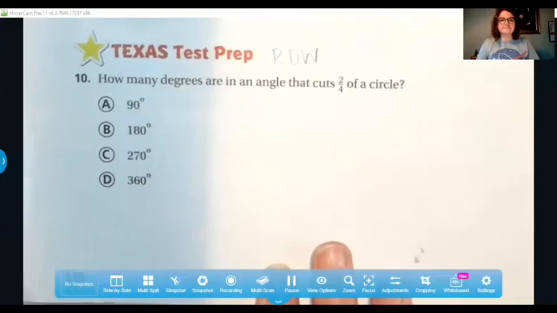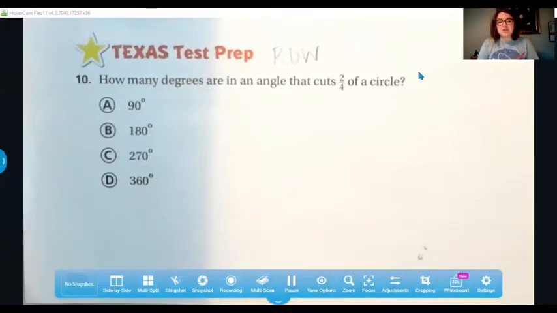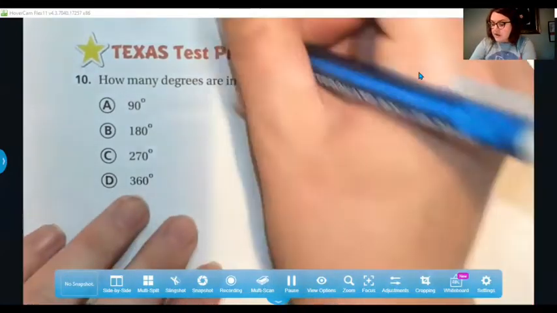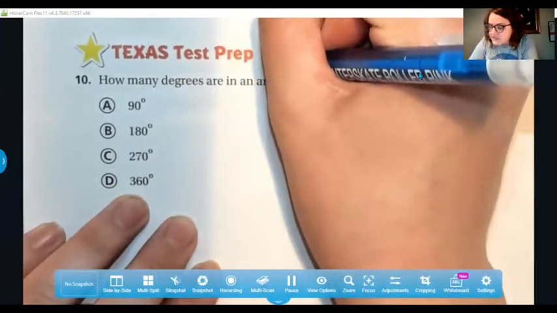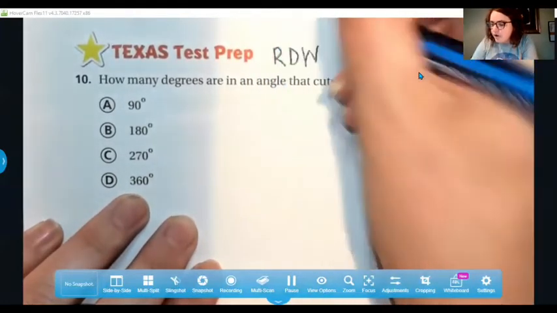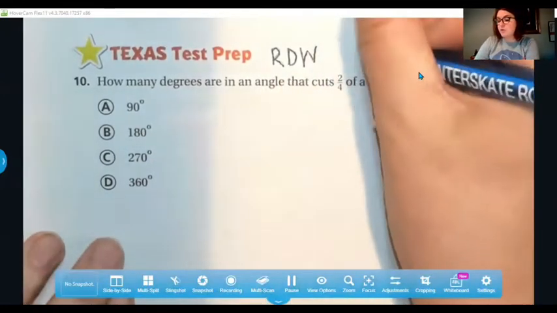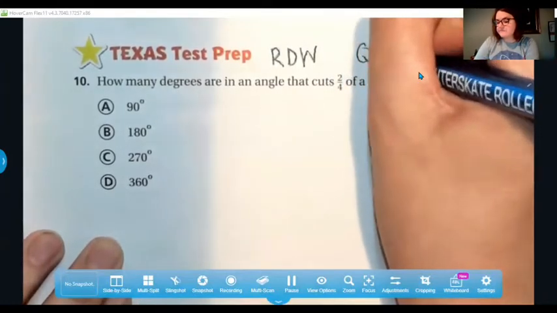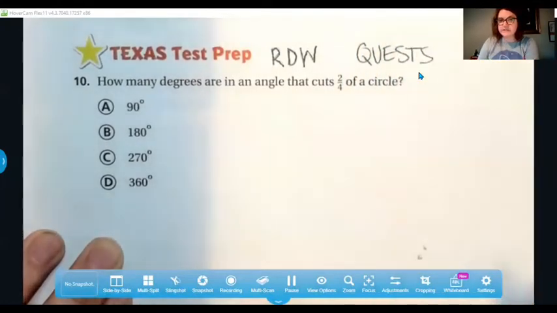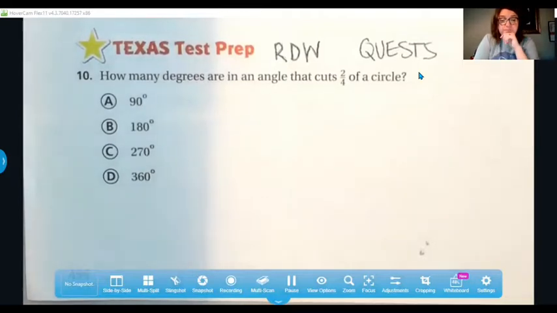It says, how many degrees are in an angle that cuts 2/4 of a circle? And notice I have at the top RDW, or read, draw, write. Another way that you could go about this is your quests. Start by reading the problem.